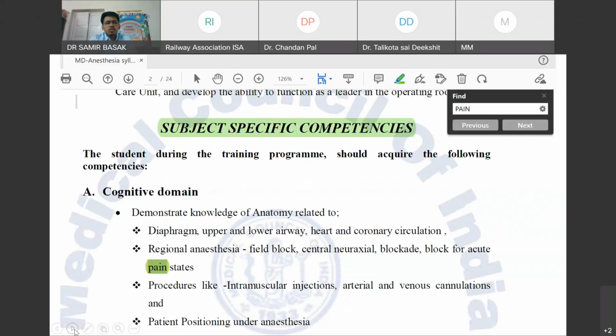When we go through the DNB or MD syllabus from the National Council of India, we can see that out of the 24-page syllabus, there is a vast content of pain medicine related chapters that we should learn during our DNB or MD training. When we go through page number 2, we can see regional anesthesia, field block, neuraxial block, and blocks for acute pain states.